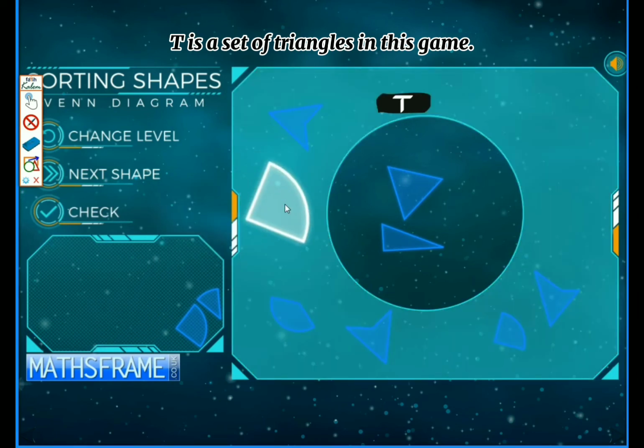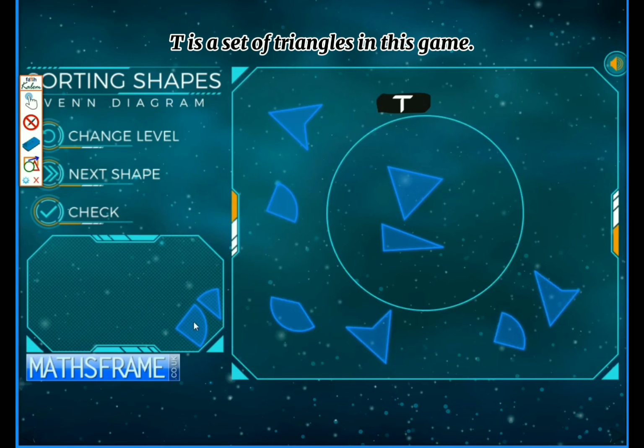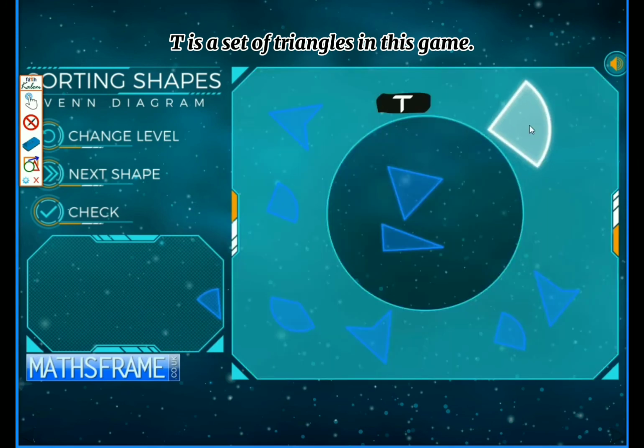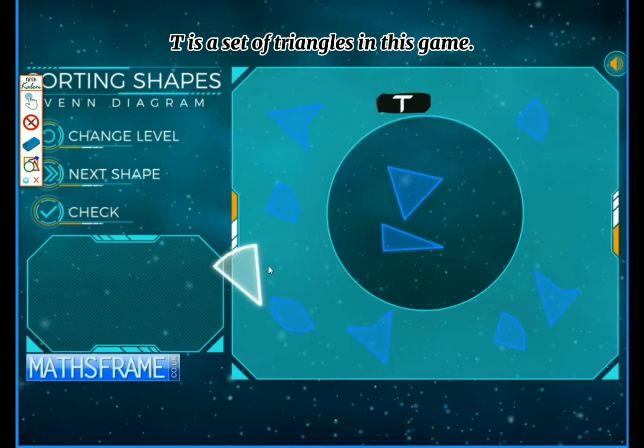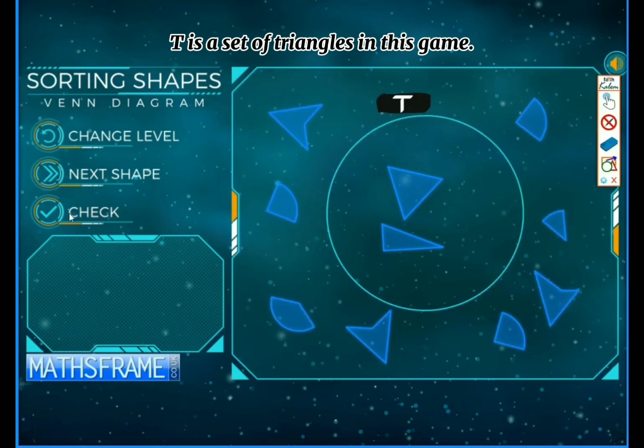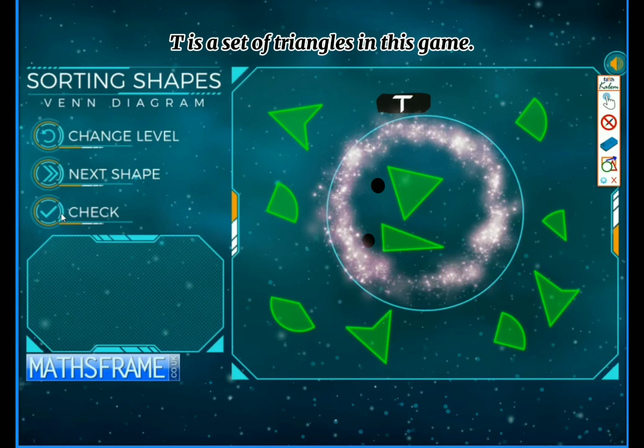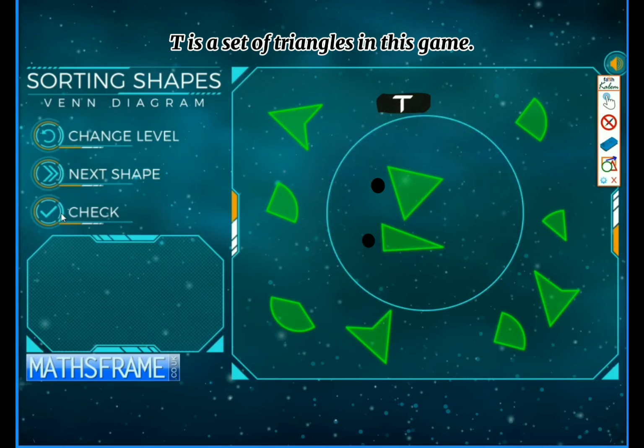This shape is not a triangle and I should put this outside. And this is not a triangle. Okay. Let's put the points before the elements as we learned. One more thing. These triangles are not the same because they have different lengths. Therefore, they are distinct elements.